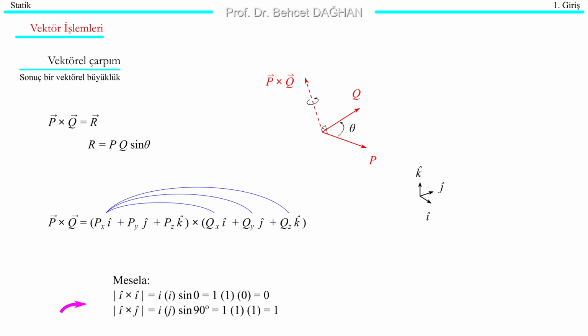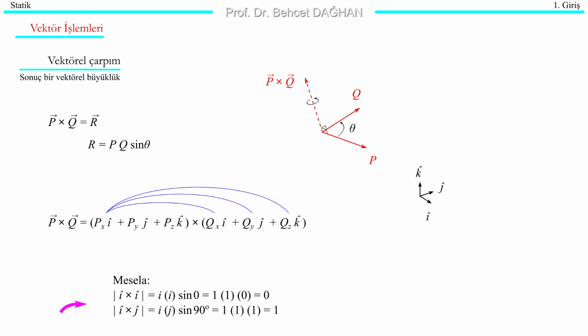For example, what is the cross product of i and i? What is it equal to? Let's see. The cross product of i and i is still a vector. But what is its magnitude? Since the angle between them is 0, sine 0 is equal to 0. And the result is 0. The resulting result is the zero vector.